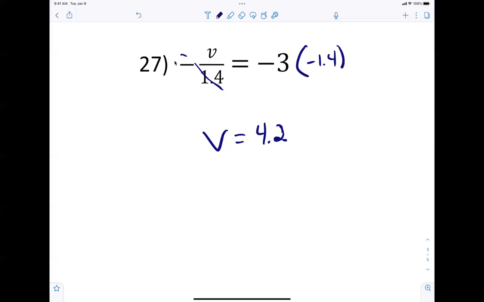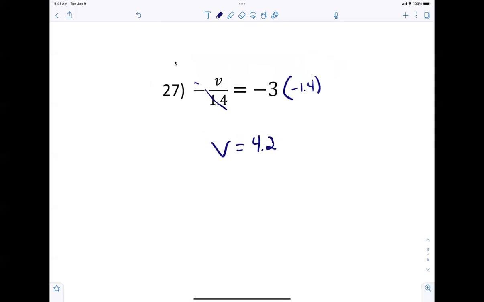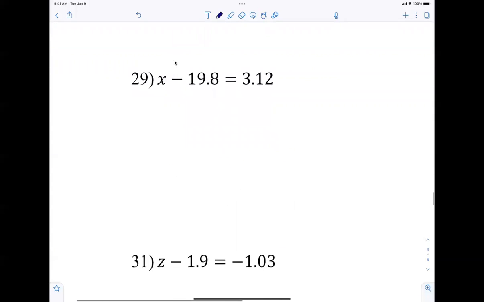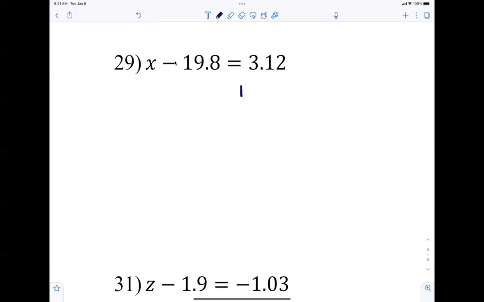All right, Oliver, did you have a question or did you figure it out? Because remember, you're down to one more question. All right, here we go. 29. You add 19.8. Yes, ma'am. You add 19.8. 22.8. Yes, ma'am. 22.92. 22.92. Very nice. All right.